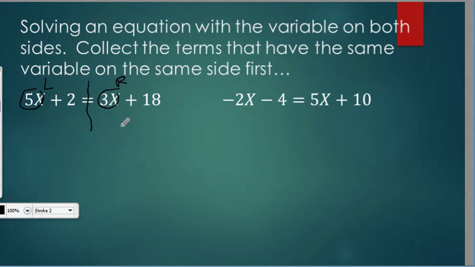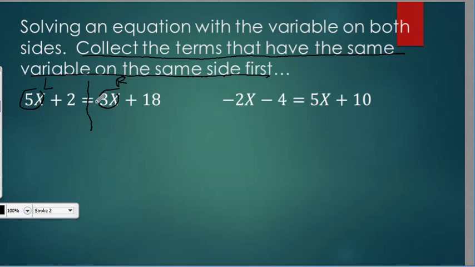If these two terms were on the same side, we could combine them because they're like terms. But they're not on the same side. They're on opposite sides of the equal sign. And when we're solving an equation that looks like this, the very first thing that we want to do is collect the terms that have the same variable on the same side first. Okay, so we want to get these two terms on the same side. And the way that we do that is by using opposite operations.